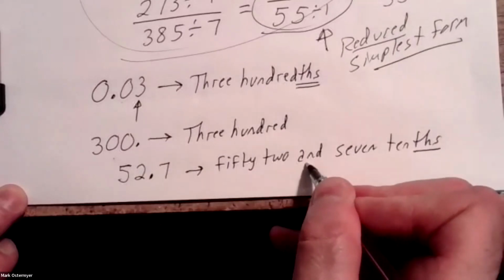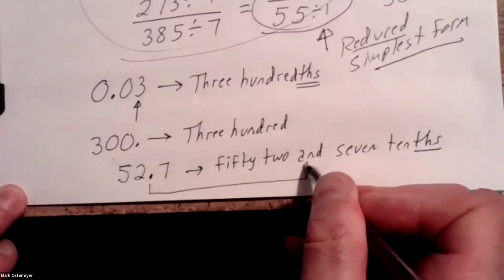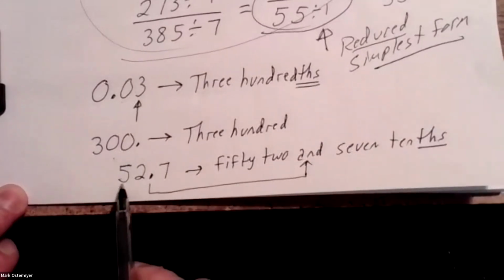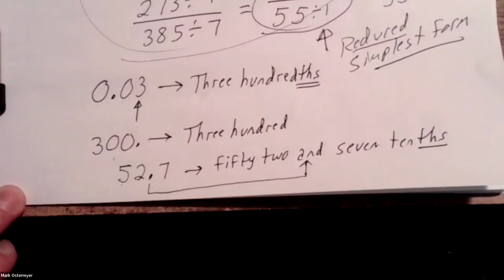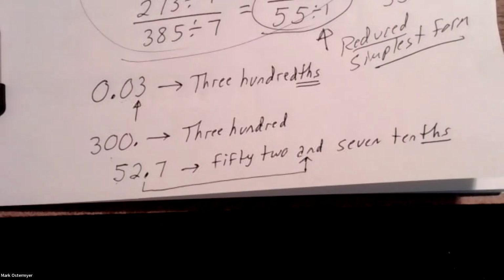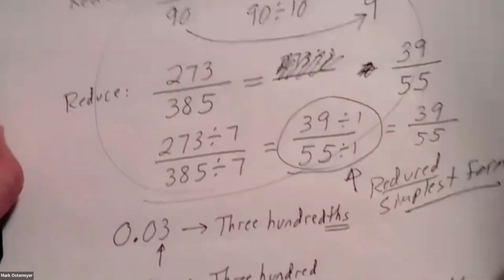The word and suggests the decimal point. So when you see the decimal point, you put the word and in there. So you got 52 and 7/10. The 7 is in the tenths place. Everybody see how we're reading these here? Okay, so 52 and 7/10.